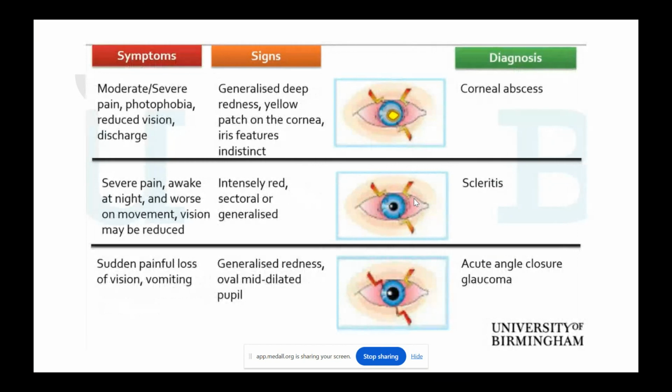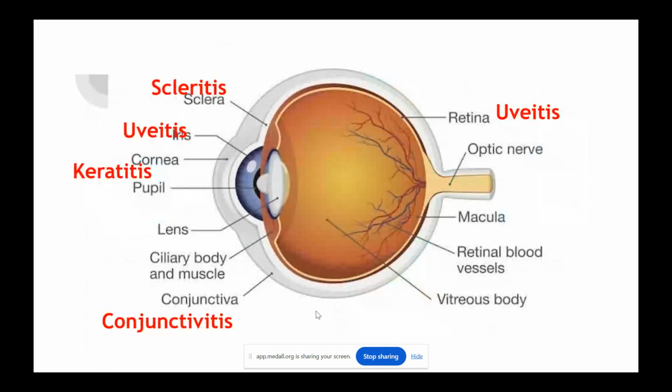We also have the very common acute angle closure glaucoma, another ophthalmic emergency, and this one is very classically known for a mid-dilated pupil, coming on suddenly with really bad pain. It might also present with other systemic features like vomiting.